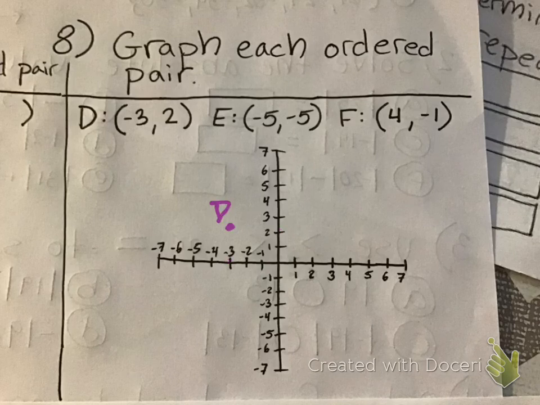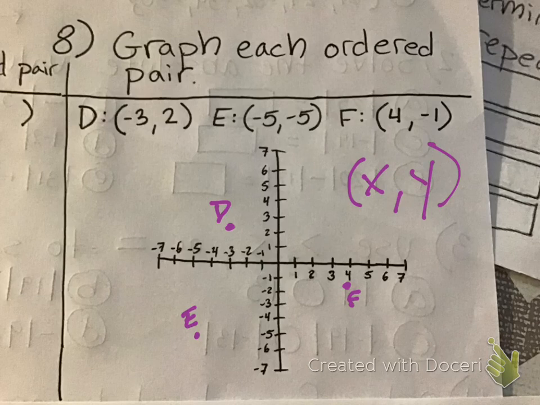Excellent. As such, we do the same for the others. E's negative 5, negative 5. They meet right there. And F is for negative 1. It meets right there. So when we do this, we always go x, y. Pay attention to that, okay?